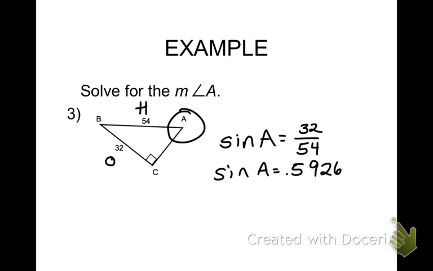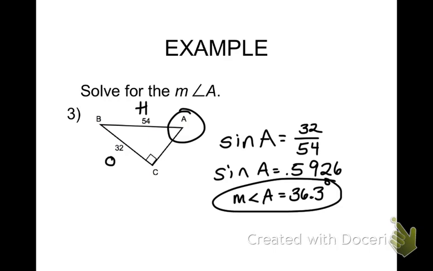And that's where it's going to get hairy when you're using the table and not having a calculator. So you might guess 36.5 degrees, and I probably would feel bad for you and just give it to you. But technically it's 36.3, right? So the measure of angle A is equal to 36.3 degrees. So a calculator will be your friend for this section.